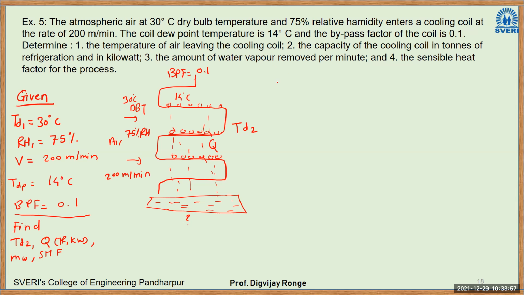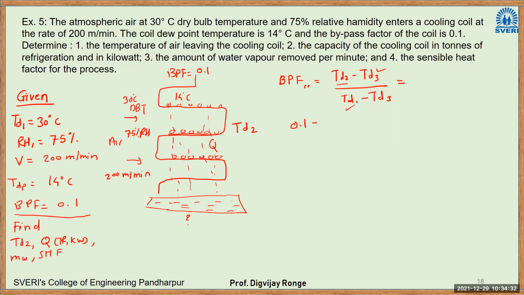Okay. Now, let's first calculate the temperature of the cooling coil. The bypass factor for a cooling coil, we know the formula is (TD2 minus TD3) divided by (TD1 minus TD3). Here, TD2 is unknown, TD3 is given, that is 14 degrees Celsius, and TD1 is given, that is 30 degrees Celsius, right?